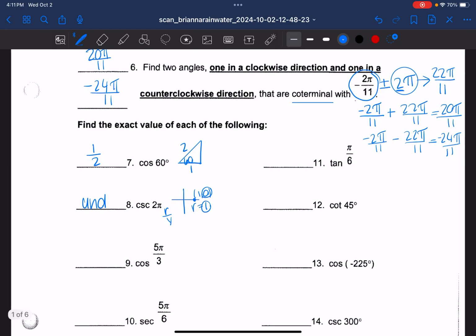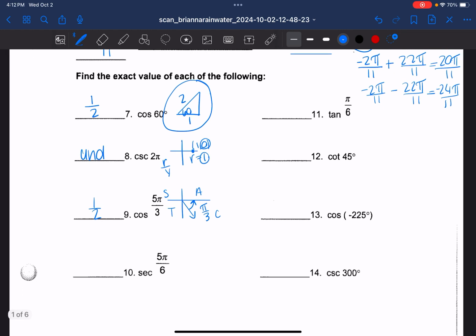Cosine of 5 pi thirds. 5 pi thirds is in quadrant 4, so that'd be over here. And my reference angle, or my distance from the x-axis, is pi thirds. So this would be another 60-degree triangle. Now in quadrant 4, all students take classes. Cosine is still positive, so it won't change. So it should be the same ratio, 1 over 2.